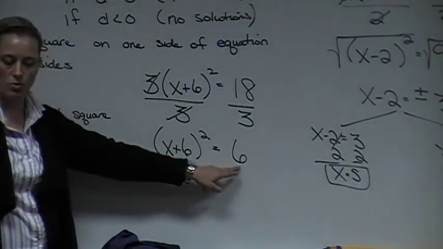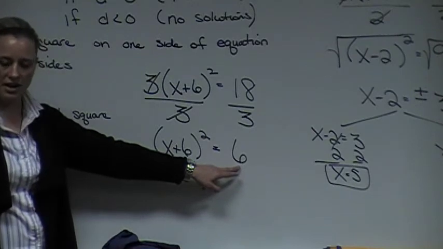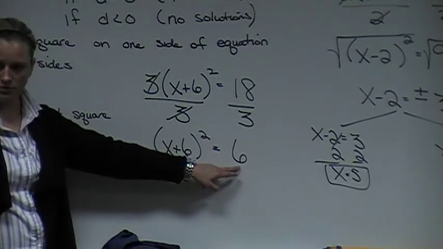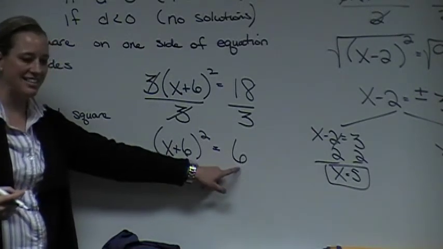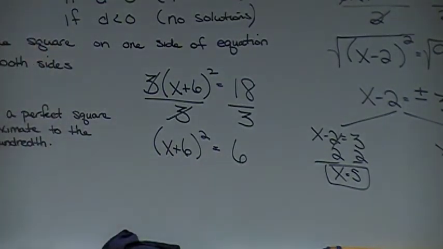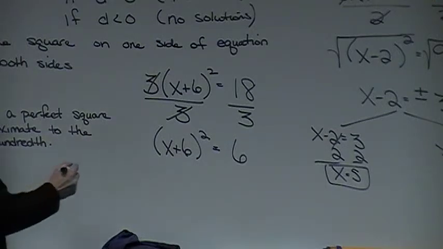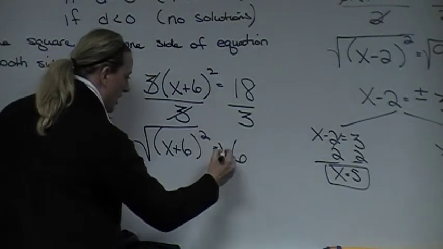I have my d. What does d tell me? What is d? Positive, 0, or negative? Positive. How many solutions will I have? 2. But what is d not? It's not a perfect square. So what am I going to have to do with my answers? Round them to the nearest 100th. You got it. So take the square root of both sides.